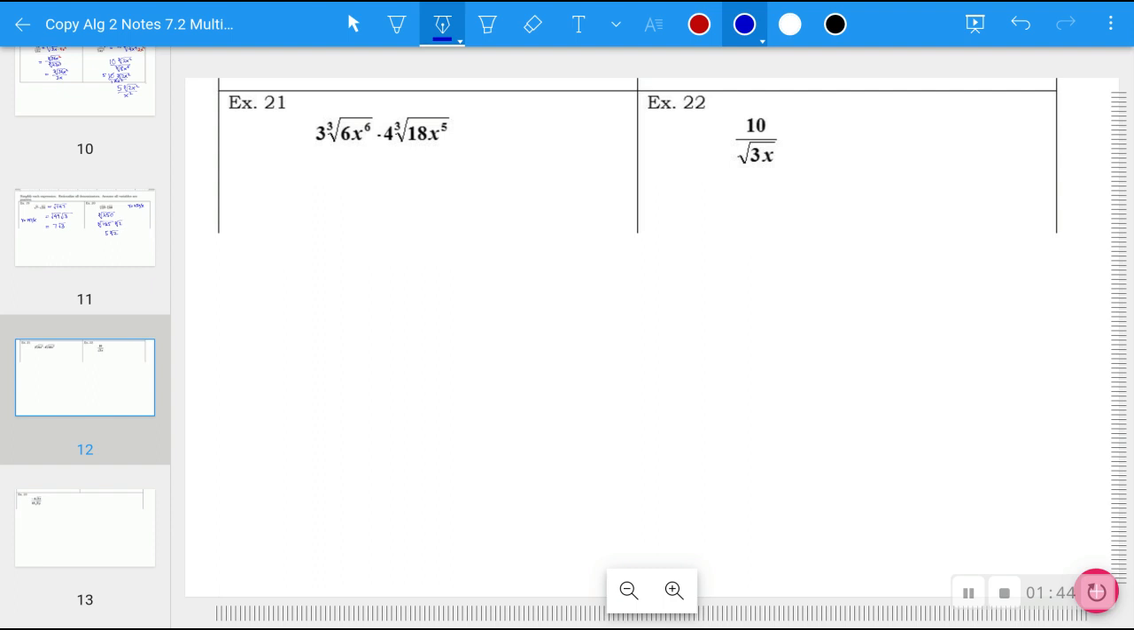Okay, on this next one here, the product of the outside numbers is 3 times 4, which is 12. And then when you take the 6 times 18, you get 108. And the x to the 6th times x to the 5th will give x to the 11th. You add your exponents when they're side by side like that. Okay, now we have to figure out how to split up that cube root. So we'll prepare the ground here, 2 cube roots.